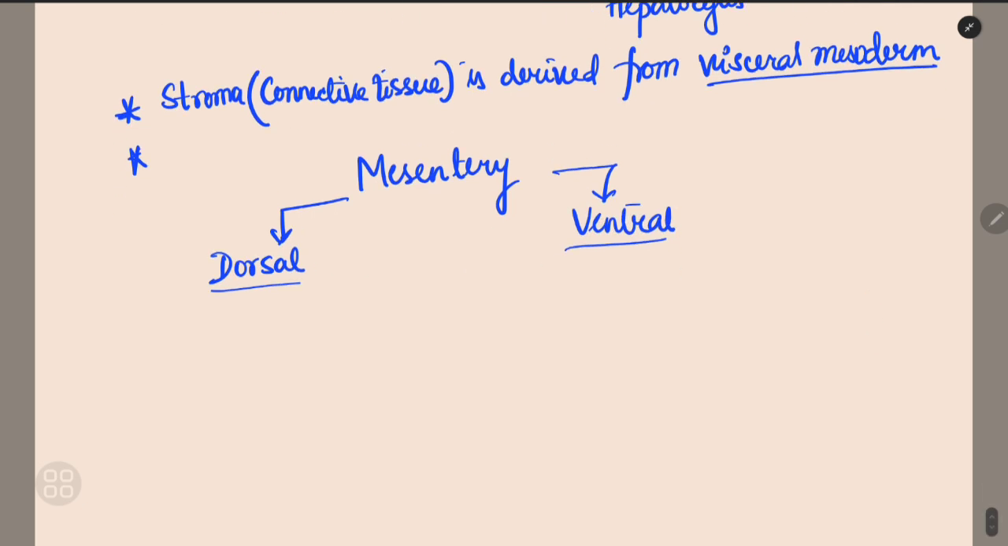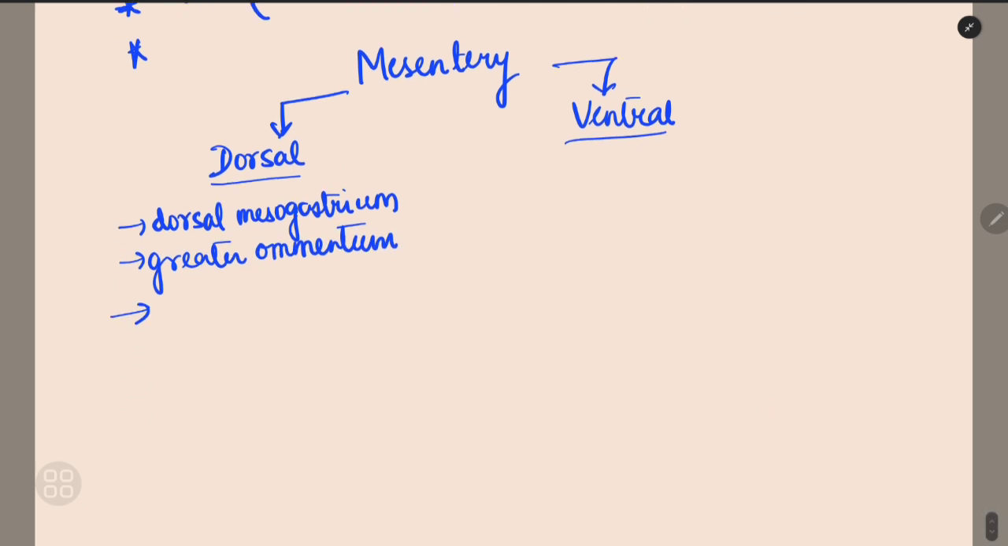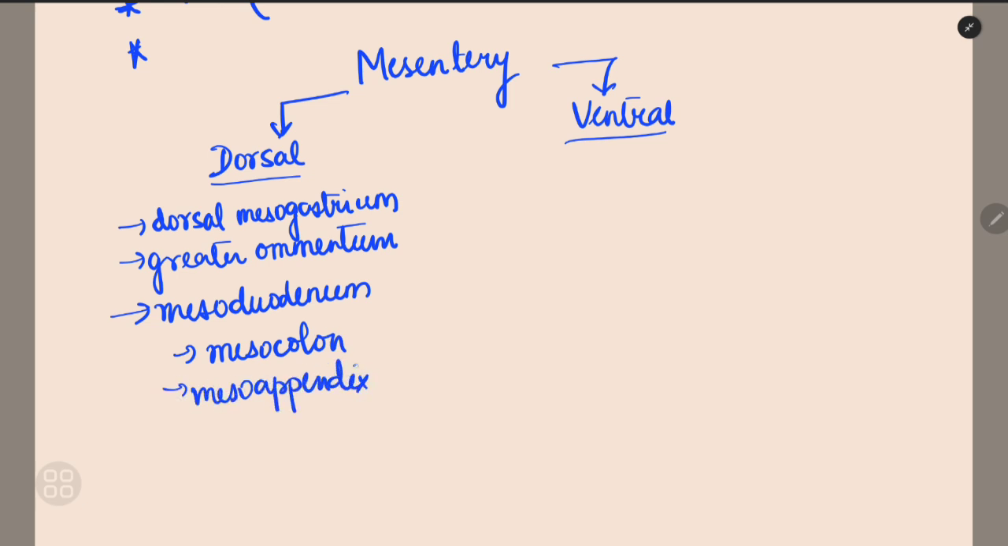Now in this dorsal mesentery, remember that certain regions are included. The first is the dorsal mesogastrium. Then we have the greater omentum. What is omentum? This you will know later when we talk about the stomach. Then we have the mesoduodenum, mesocolon, mesoappendix, like this. I'm not going into further details, but remember that this mesentery is a very important structure connecting them.